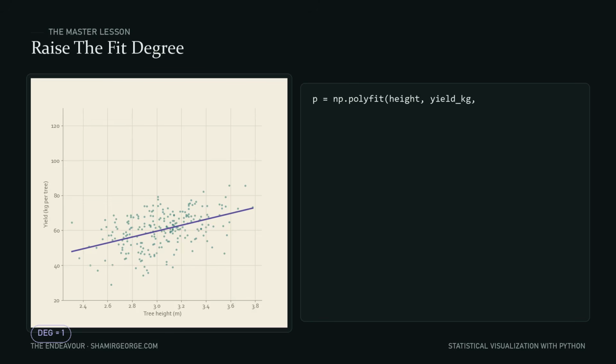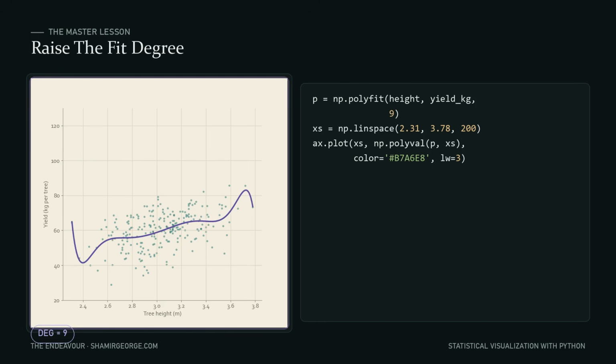Now the line itself. Degree 1 draws a straight, honest slope through the cloud. Watch what happens as degree climbs toward 9. The curve stops summarizing and starts chasing every last wiggle in the data, arcing up toward a physically impossible 120 kilograms. Settle back at degree 1. And there, one straight line, honestly describing what the trees actually do.